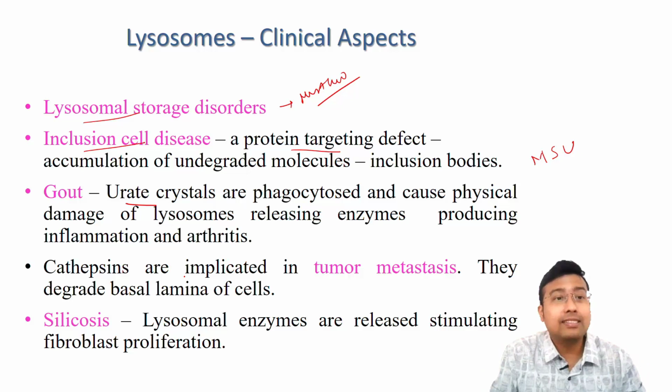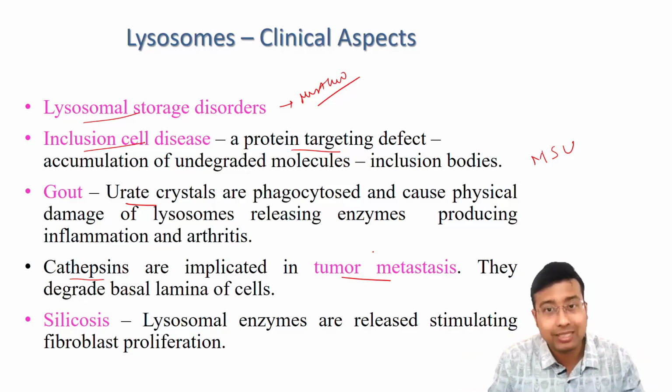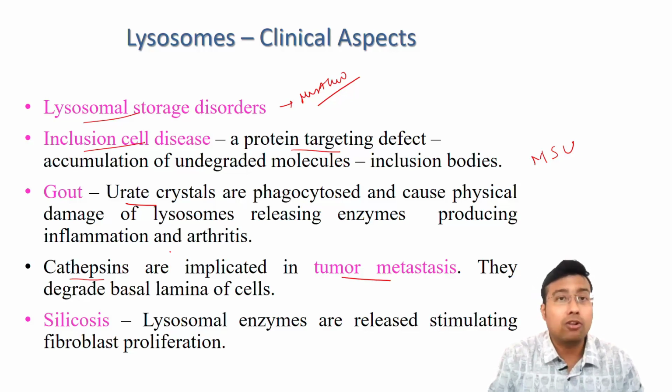Also, as I discussed, cathepsins, which are the marker of lysosomes, are implicated in tumor metastasis. Metastasis means when a cancer spreads. When a cancer is not localized to a certain area, it spreads all over the body. It has a very bad prognosis, and almost always a metastatic tumor means it's in the last stage. Anyway, those are also triggered by lysosomes.